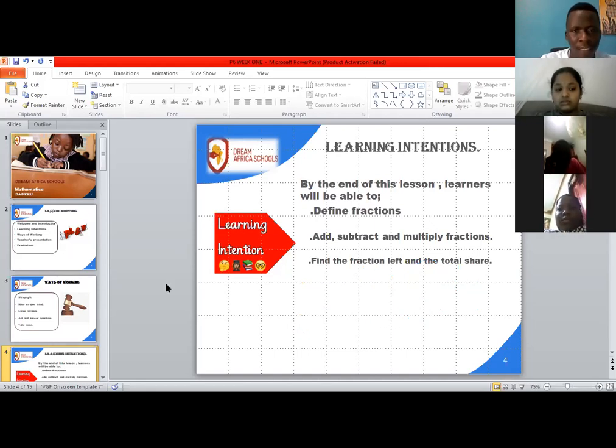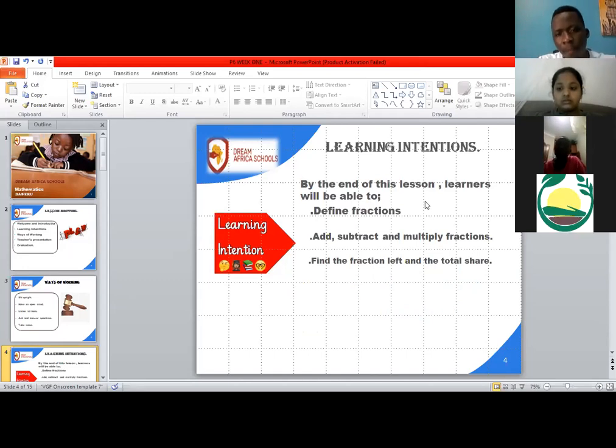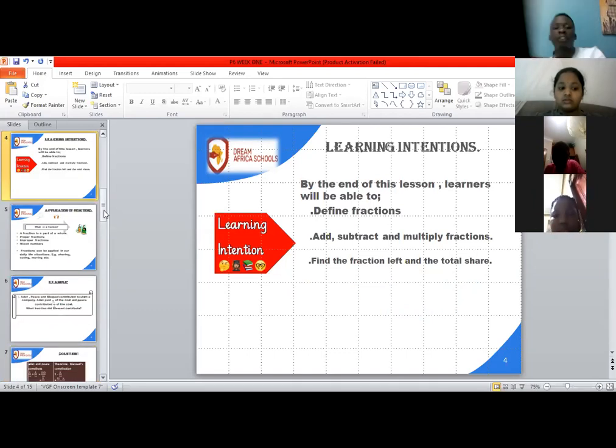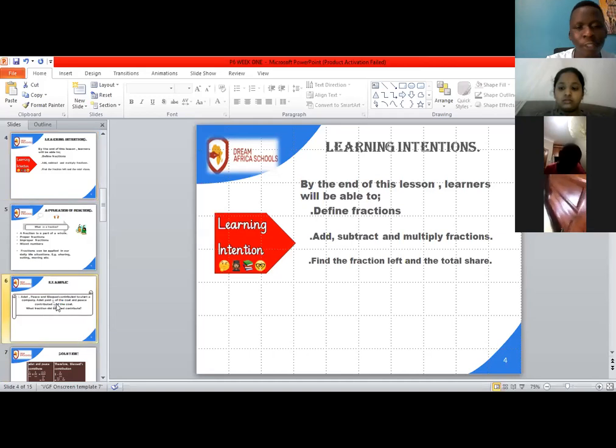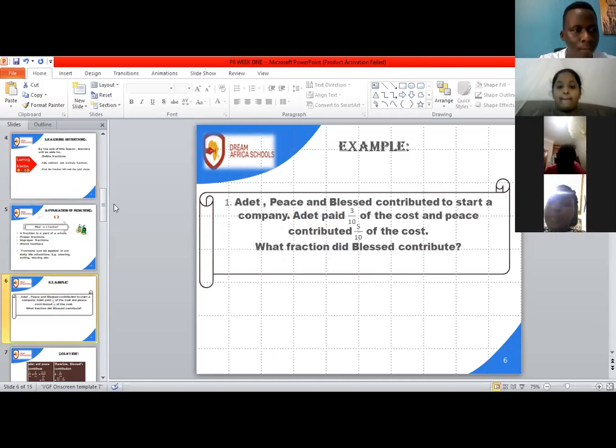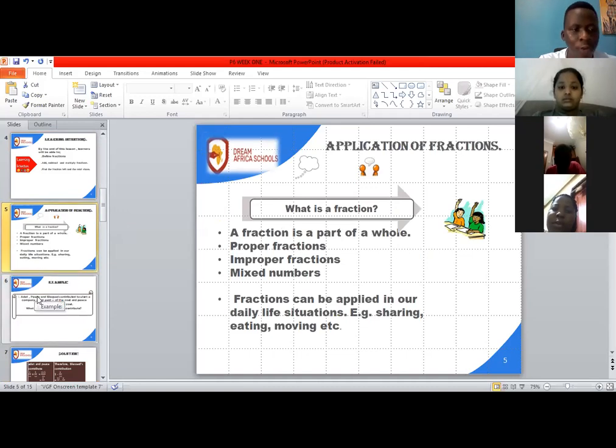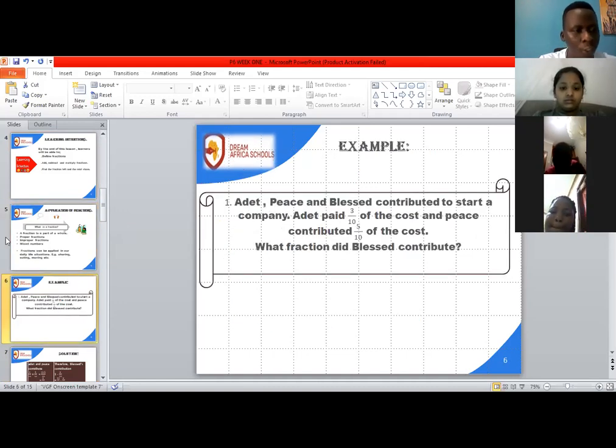I promise to repeat this. Majorly today, our learning intention will be addition, subtraction, and multiplication of fractions. You get it? I'm sure in your primary 4, 5, and some of you in primary 6, you have added, subtracted, and multiplied fractions. And basically today we are going to look at application of fractions. How can we apply the knowledge of fractions in a daily life situation?